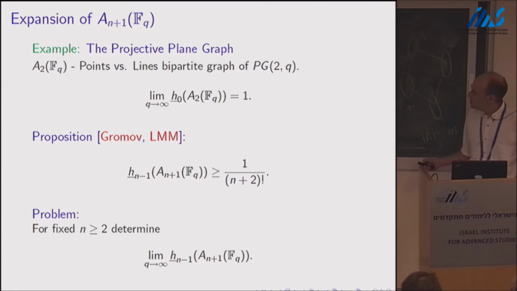And the result, which is due to Gromov initially, says that h_{n-1} is at least 1 over (n+2) factorial. And it's not clear how sharp this is because, for example, in the two-dimensional case, we have a well-known exact result that the expansion is exactly 1, at least when q goes to infinity.